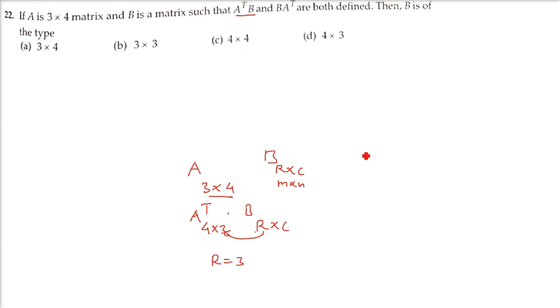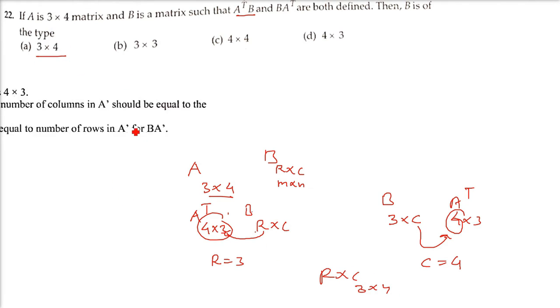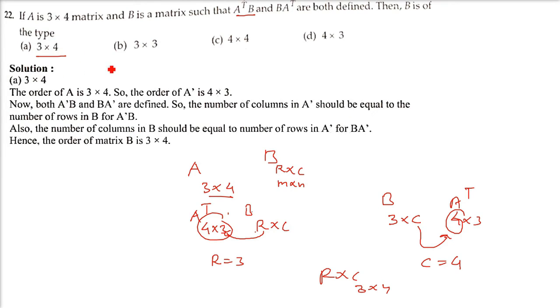Now B into A transpose is also defined. So B is 3 into C. We don't know C. What is A transpose? It is 4 cross 3. Now B into A transpose is defined, so the column of B has to be equal to 4. So the row is 3 and the column is 4. So 3 into 4 is the order. B is of type 3 cross 4. A is the answer.